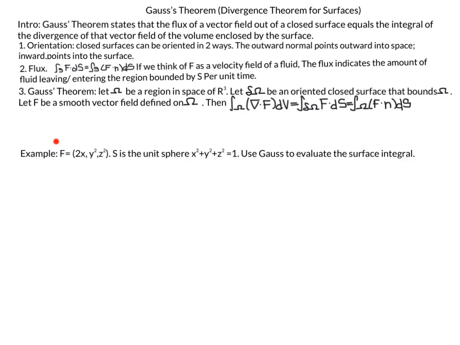For our next example, we have the vector field F equals 2x, y squared, and z squared, and our surface S is the unit sphere x squared plus y squared plus z squared equals 1. We want to use Gauss to evaluate the surface integral. I have Gauss's theorem here. I have the surface integral on one side and the volume integral on the other side.